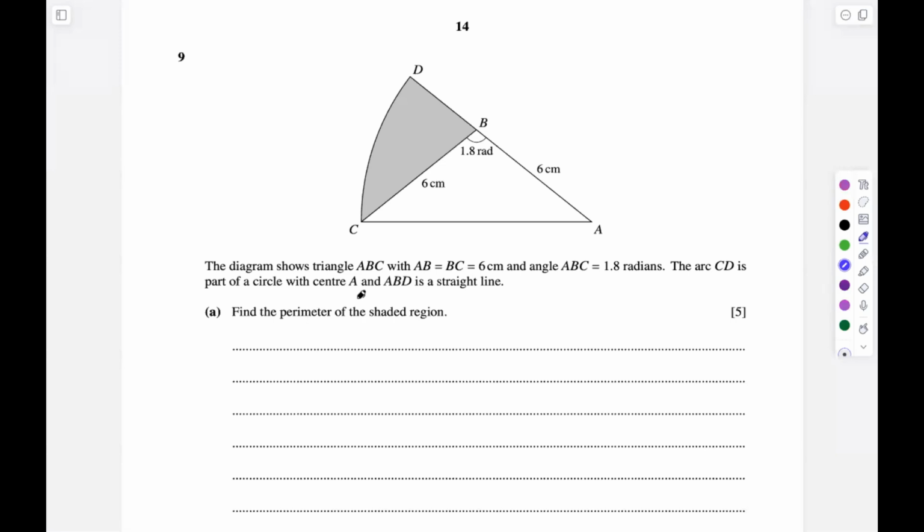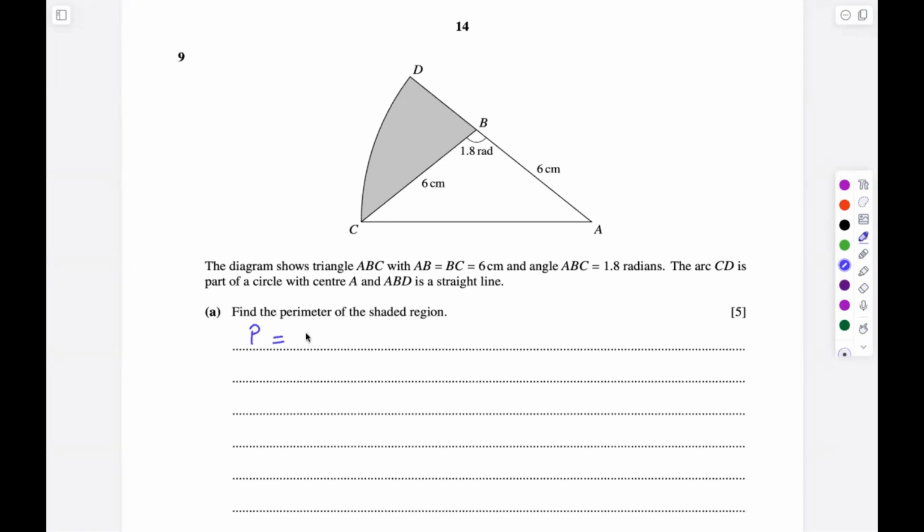In question 9, the diagram shows triangle ABC with AB equal to BC, which is equal to 6, and angle ABC is equal to 1.8 radians. The arc CD is a part of a circle with center A, and ABD is a straight line. In part A, we have to find the perimeter of the shaded region.